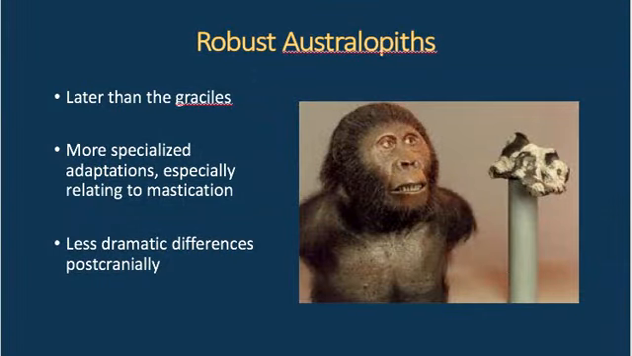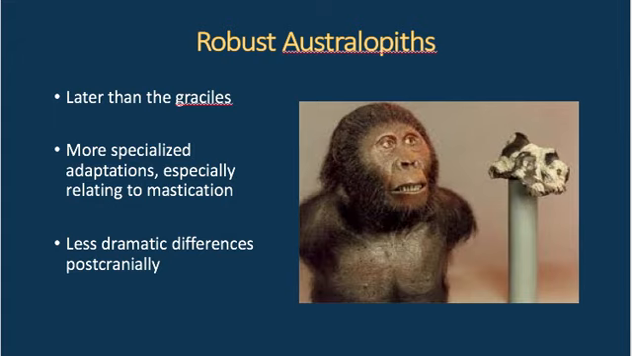Generally the robust Australopiths are later than the graciles, a little bit later in time. They have a more specialized set of adaptations, especially related to mastication. The term mastication is a reference to the chewing apparatus, so things like the teeth, all of the anatomy of the face that's related to chewing.